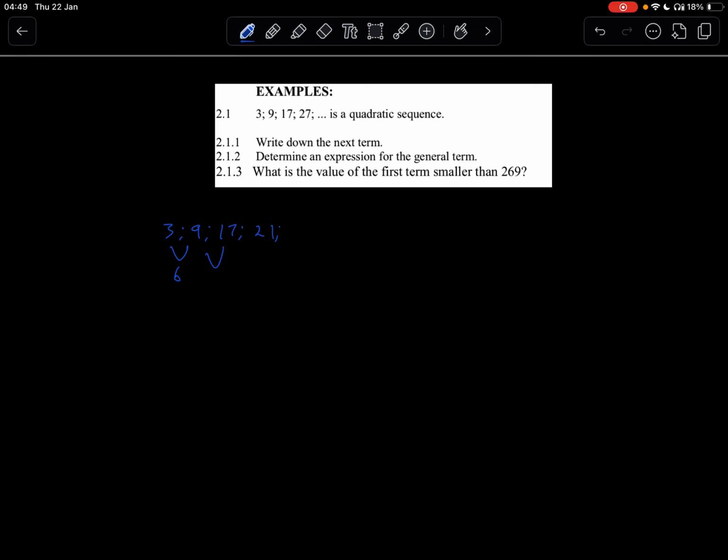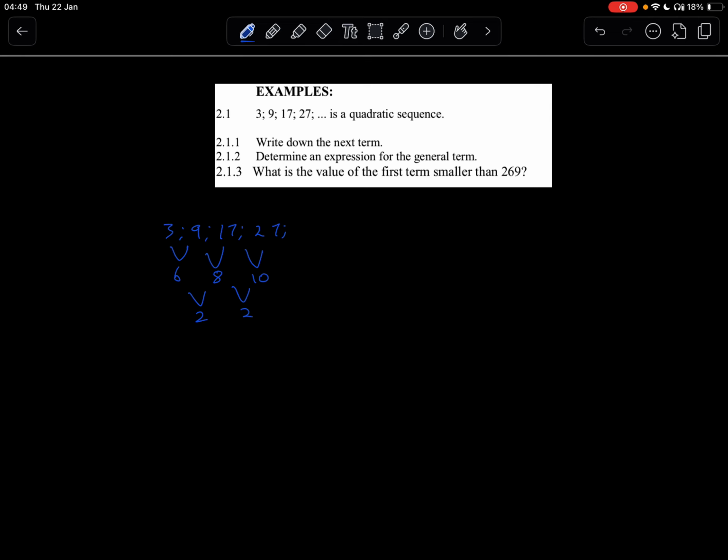17 minus 9 is 8. 27 minus 17, that's 10. 10 minus 8, that's 2. 8 minus 6, that's also 2.